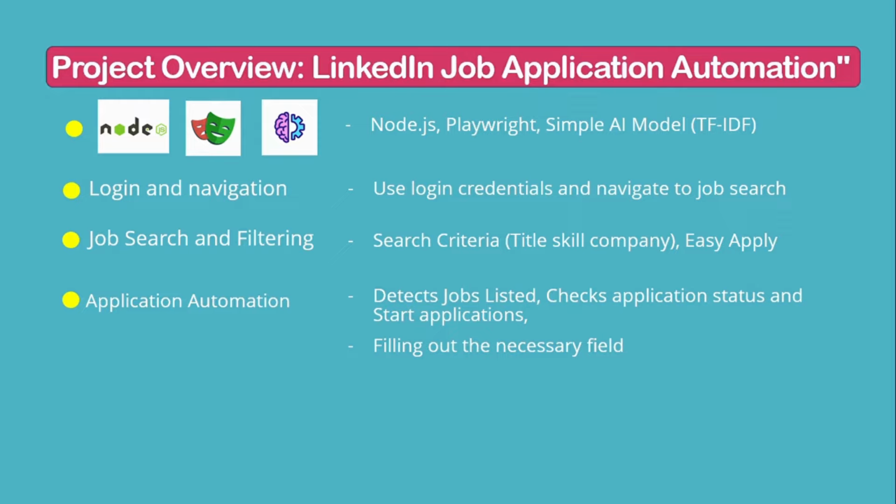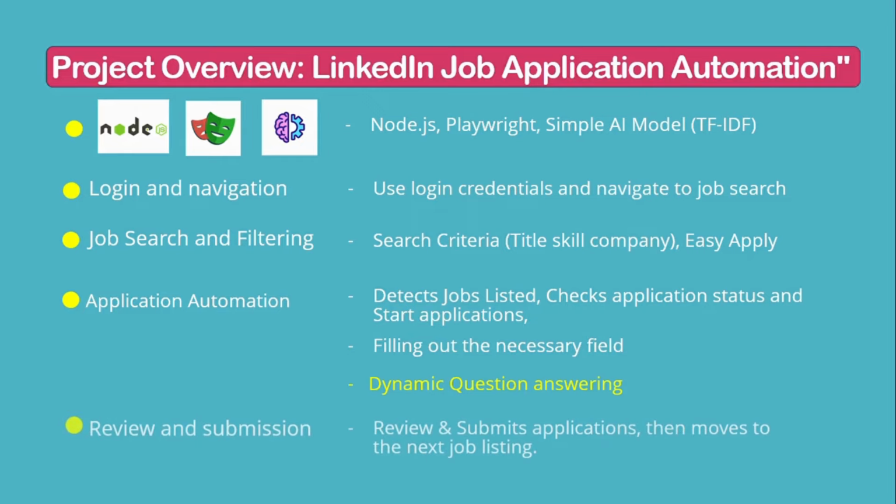With the search results loaded, the script detects all job listings on the current page. It then checks the status of each job to see if the user has already applied. If a job has not been applied to, the script initiates the application process and begins filling out the necessary fields with pre-saved user data. We use an NLP model, TF-IDF, to answer job-specific questions dynamically during the application process. We'll look into the details of how we answer these questions in the next part of the video.